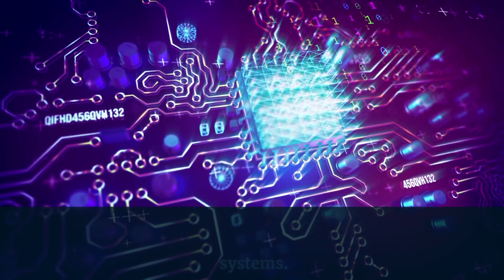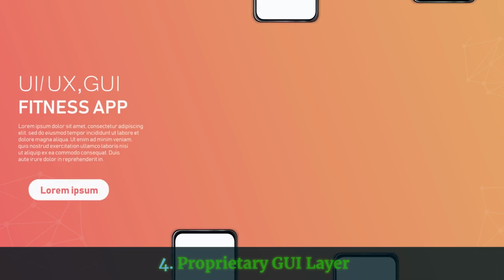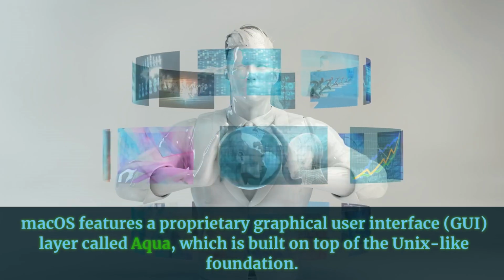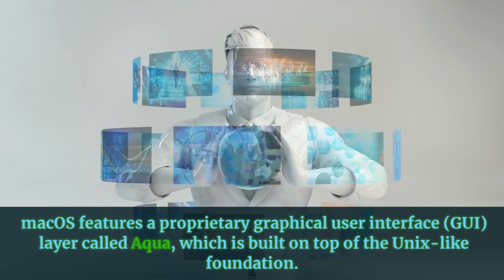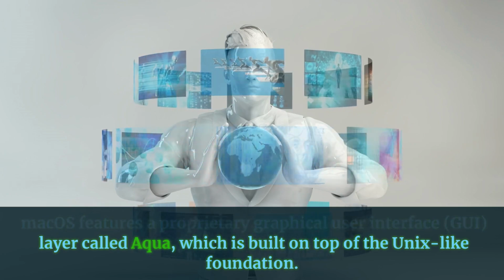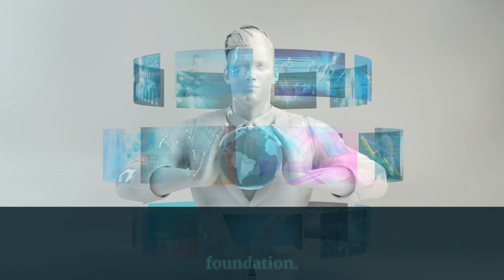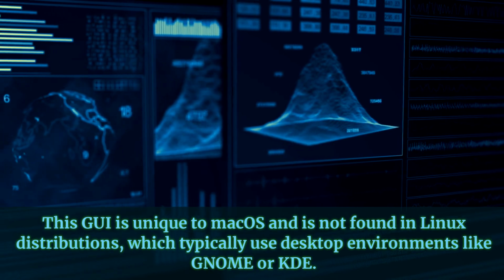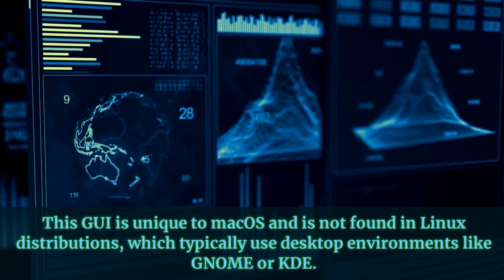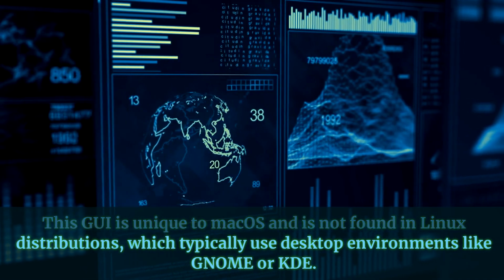4. Proprietary GUI layer. macOS features a proprietary graphical user interface (GUI) layer called Aqua, which is built on top of the Unix-like foundation. This GUI is unique to macOS and is not found in Linux distributions, which typically use desktop environments like GNOME or KDE.